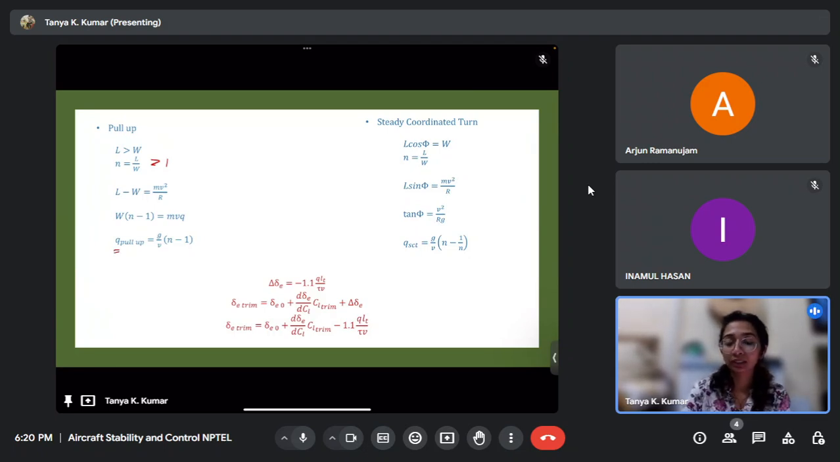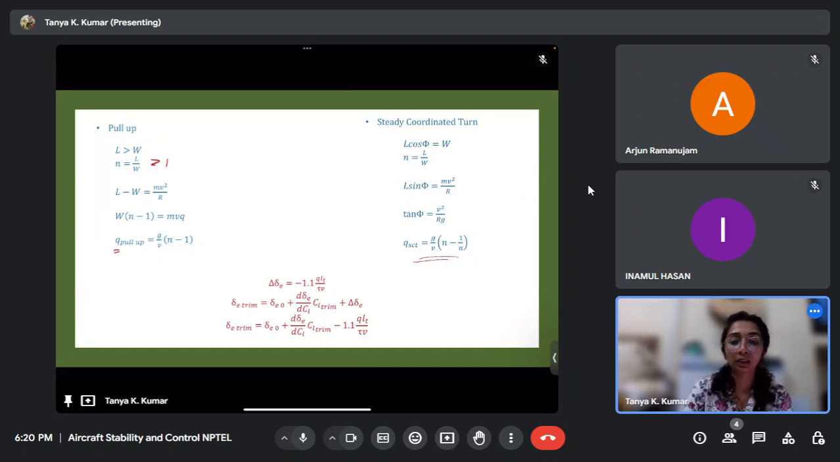So pitch rate for a pull-up maneuver is given by this formula. And pitch rate for steady coordinated turn is given by this formula. Now for steady coordinated turn, again L is not equal to W. So there is an angle by which it is turned in the same level. So that is given by phi. So L cos phi is W.